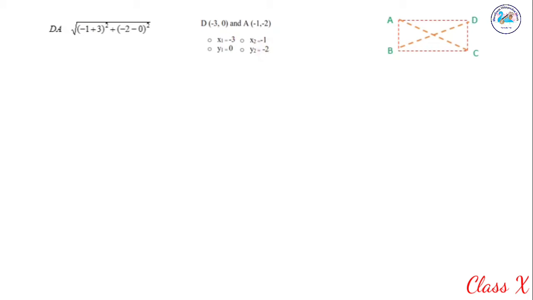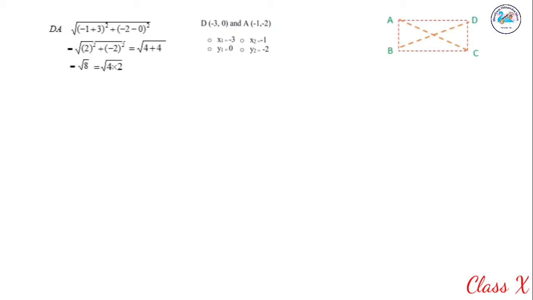y2 is minus 2, y1 is 0. So minus 2 minus 0 the whole square. Next minus 1 plus 3. Minus 1 plus 3 is 2 square. Minus 2 minus 0 is minus 2 square. Go for the calculation, that is 2 square is 4. Minus 2 square also 4. So finally 4 plus 4 we have got. So 4 plus 4 is equal to root of 8.